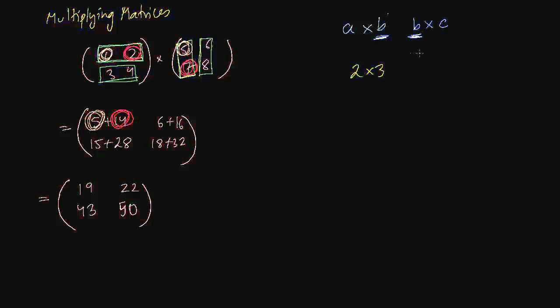2 times 3, 3 times 1, or 3 times 1, 1 times 2. So it doesn't really matter what the others are, but this and this have to match. If I give you two examples, the first one is 2 times 3. So 2 rows, 3 columns. So 1, 2, 3, 4, 5, 6.